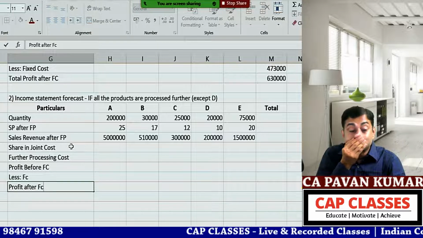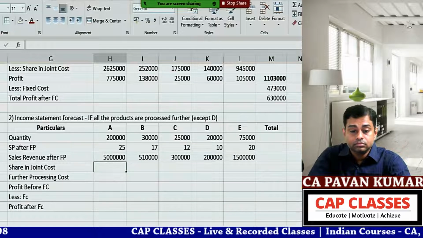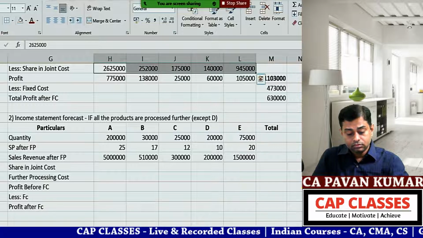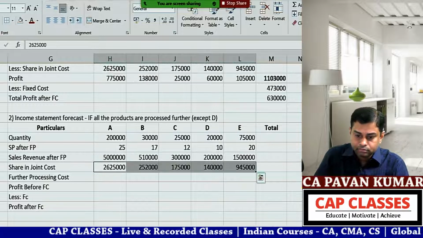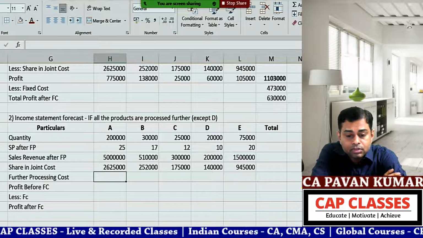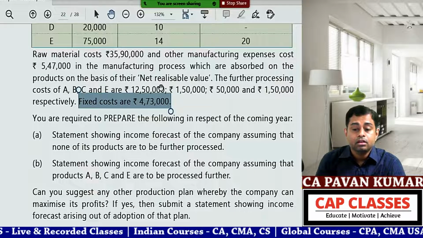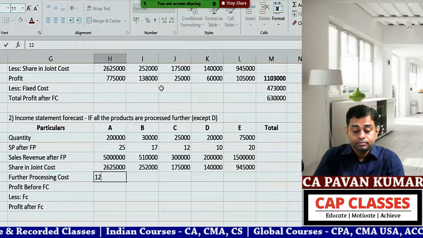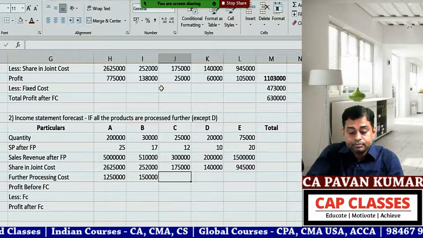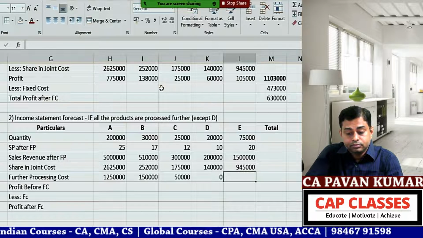Profit after fixed cost. So tell me, what is the share in joint cost? 26,25,000. Okay. Next. 2,52,000. Okay. Next. 1,75,000. I have copied it as it is from the above statement. Okay, sir. Next. Further processing cost is given in the question. Yes, sir. How much? 12,50,000. 1,50,000. 50,000. 0. 1,50,000.